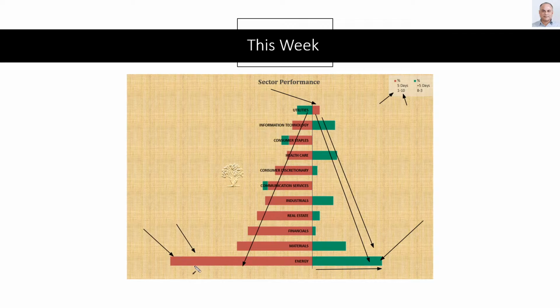So my caution turned out to be helpful. Of course, I would not know beforehand, but it helped me protect my equity.